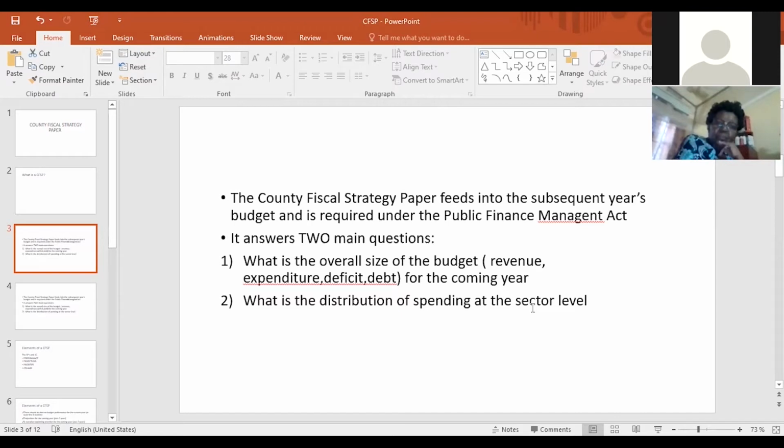So if a county, let's say Machakos, is planning the budget for the next year, it is during the county fiscal strategy paper that they set the budget ceiling. If you remember from the previous training where we learned about the county budget review and outlook paper, the CBROP gave projections of what the county should budget for. But the county fiscal strategy paper gives the budget ceiling. Like it's saying that we are going to give health 5 billion.